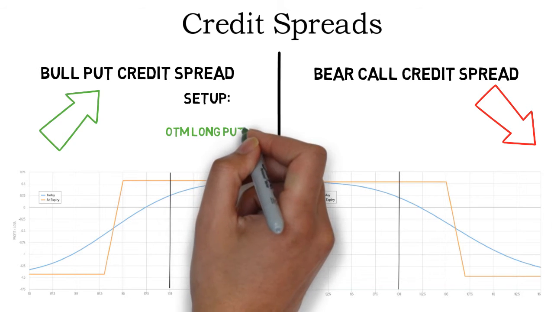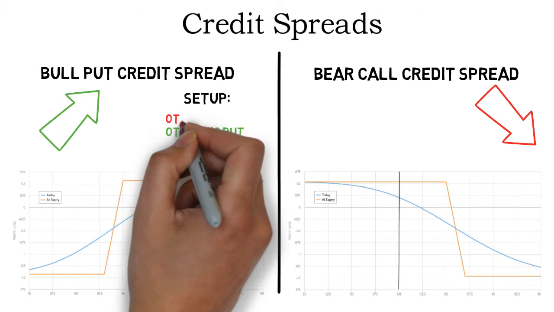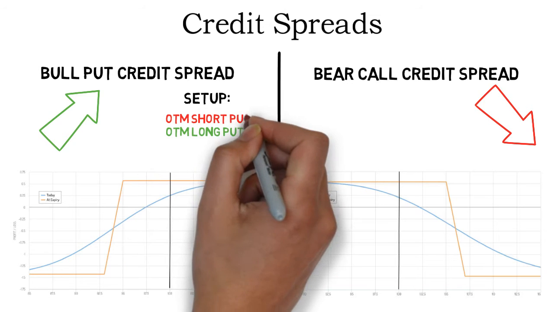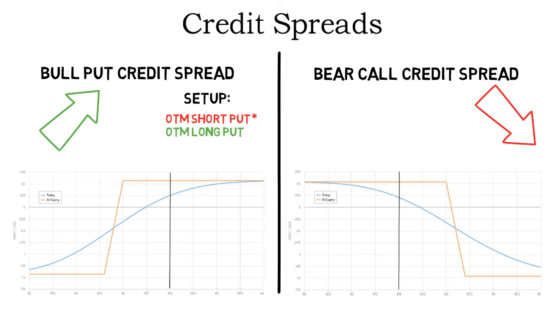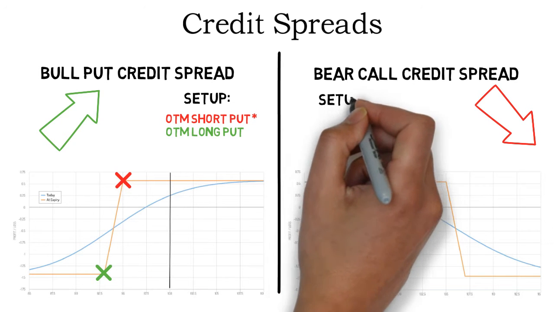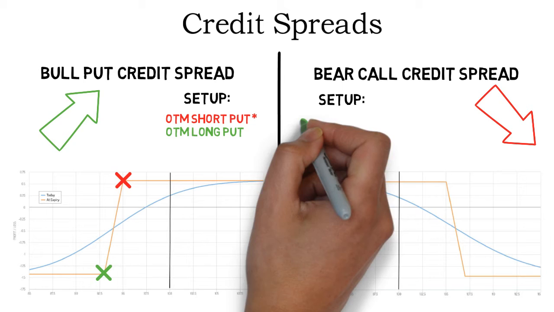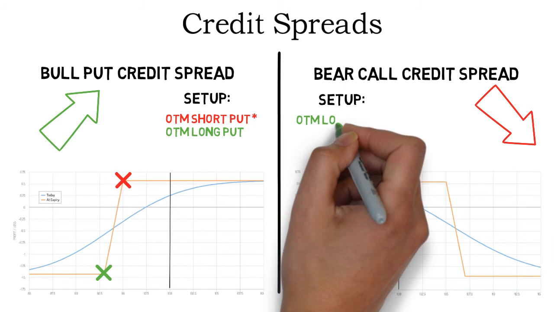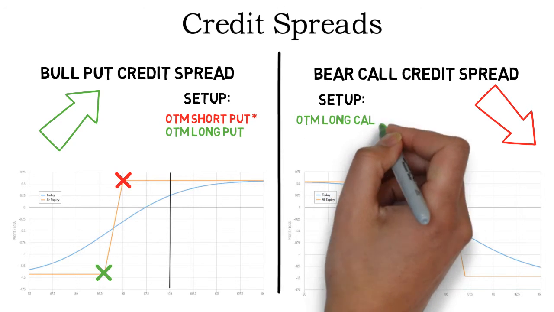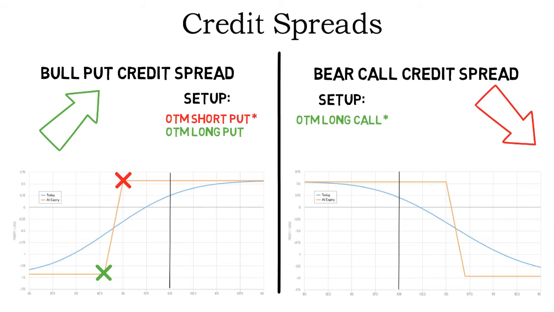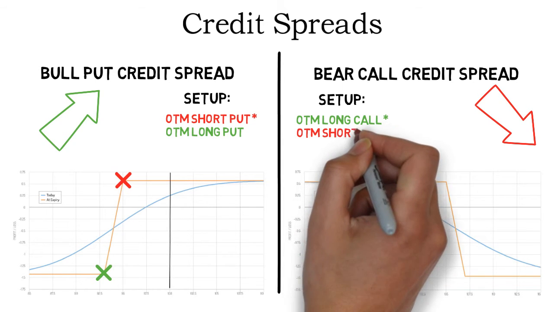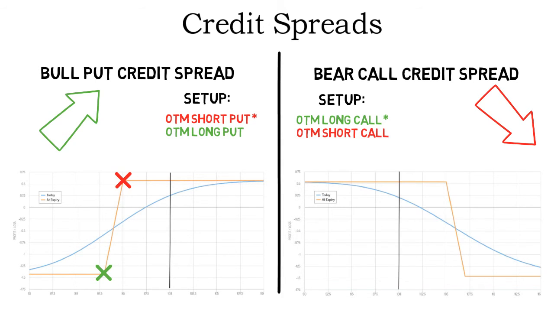Just like I said earlier, setting up credit spreads is extremely easy and only requires two options. The setup of a bull put credit spread consists of one long out of the money put and one short out of the money put. It is important to say that the short put has to be at a higher strike price than the long put. The setup of a bear call credit spread is just as easy as the previous one. All you have to do is sell one call and buy one call at a higher strike price. The crosses show where these options are positioned.